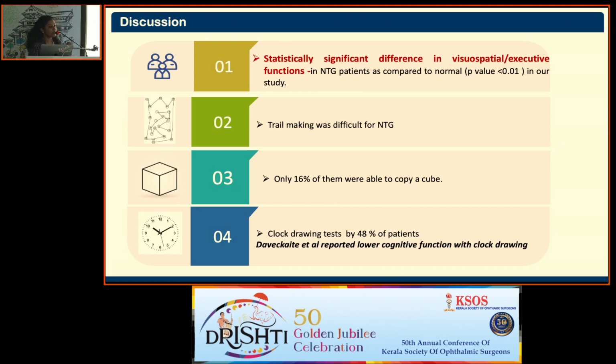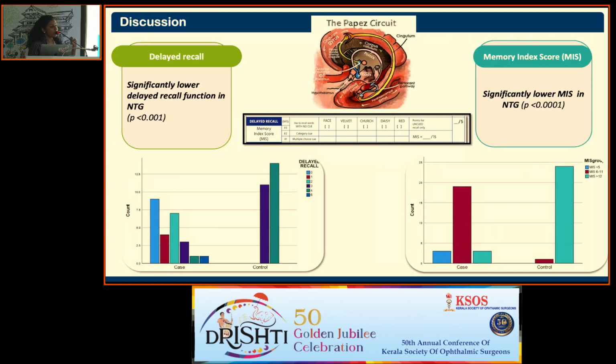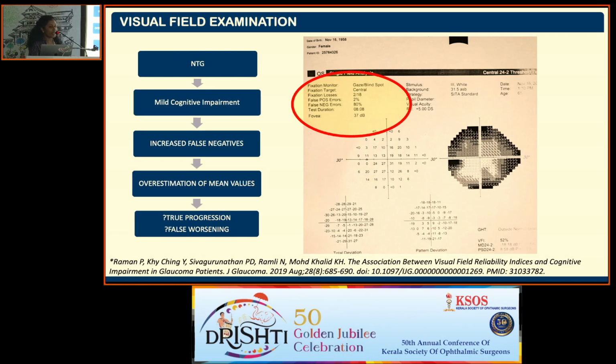In our study, there was a statistically significant difference in visuospatial and executive functions. These are the functions of the frontal lobe. Trail making was found to be difficult for all NTG patients. Only 16% of them were able to copy a cube. Clock drawing could be completed by 48%. Also, delayed recall memory was another domain affected. Memory index score was also lower in the NTG group. Now, why is this so important practically?